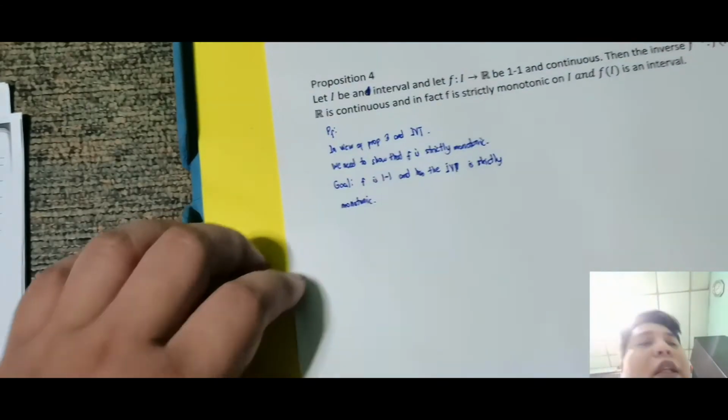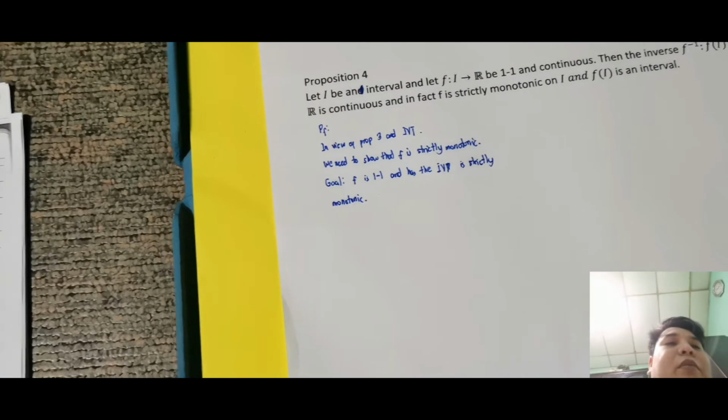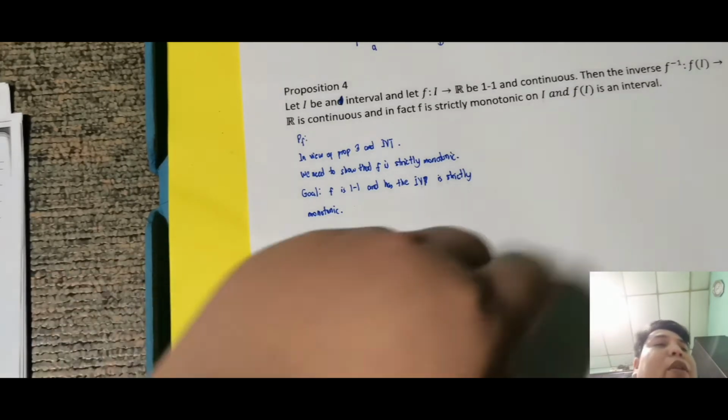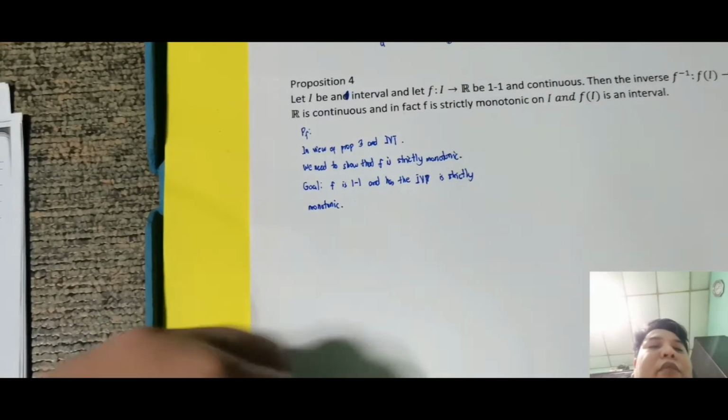So, dapat mapakita natin na si F is 1 to 1 at the same time yung IBP niya is strictly monotonic. Kumbaga para strictly monotonic na F of A is less than C less than F of B, or F of A is greater than C greater than F of B. Parang ganun yung mangyayari dapat kaya strictly. So una dapat 1 to 1 siya, tapos pangalawa tapos dapat yun.